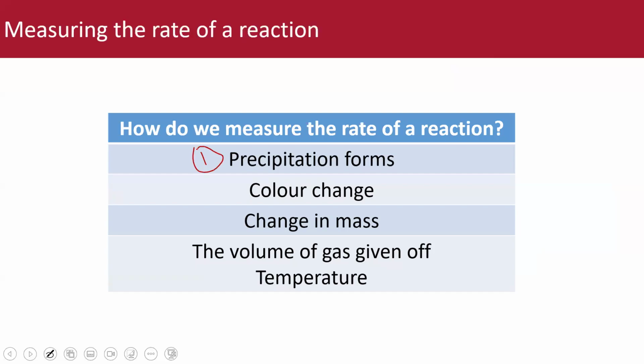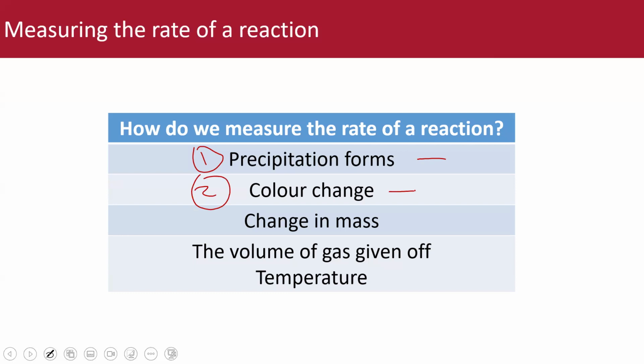Number 1, a precipitation forms. That is your disappearing cross. So when that solid sulfur appears in the disappearing cross reaction, that is a precipitate. If you think about one of the food tests, where you get ethanol and water and it goes cloudy, that is a precipitation forming. Number 2, you might get a colour change. Again, the food tests work quite well with this, where if you've got the Benedict's test and it goes from blue to red, there's a colour change, which means a chemical reaction has happened.